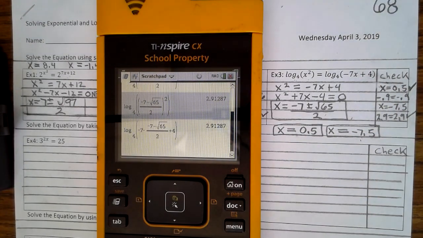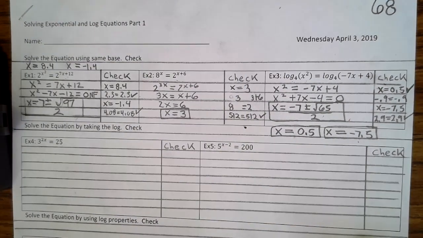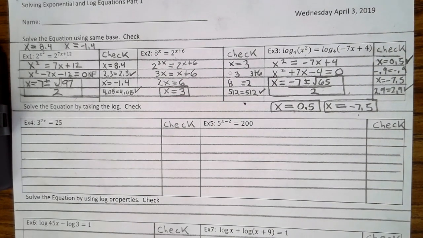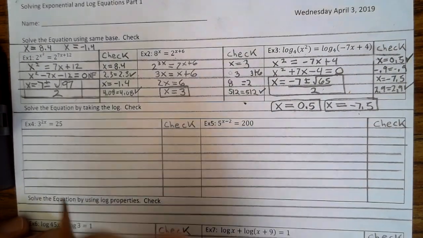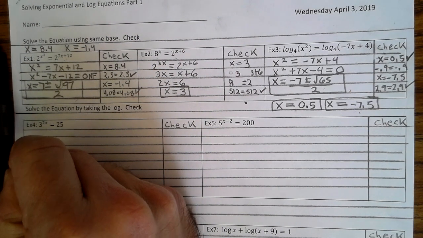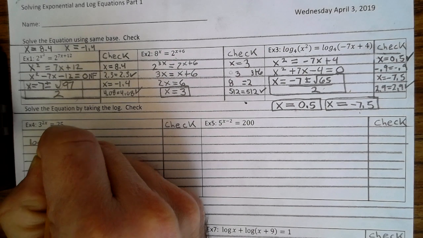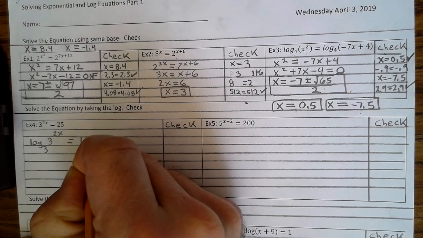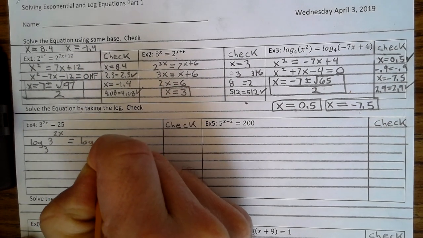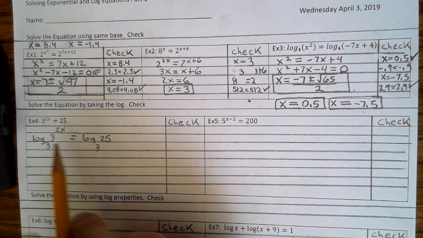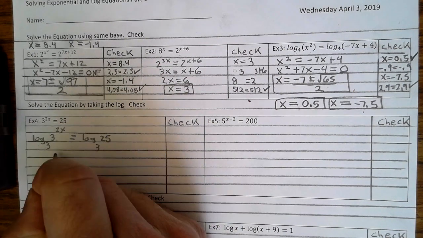All right, now let's take a look at example 4 and 5. It says solve the equation by taking the log. Okay, so what we're going to do is log base 3 of 3 to the 2x equals log base 3 of 25. Now we can do that because of equality. What we do to one side, we do the other. Now this becomes power of 1. This becomes 1, so you get left with 2x equals log base 3 of 25.